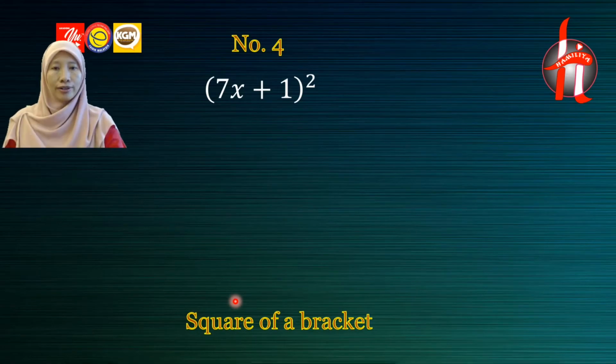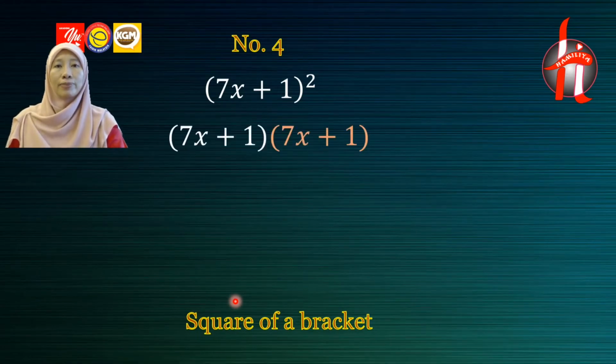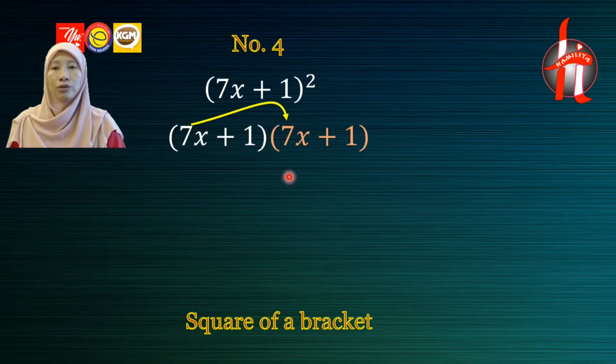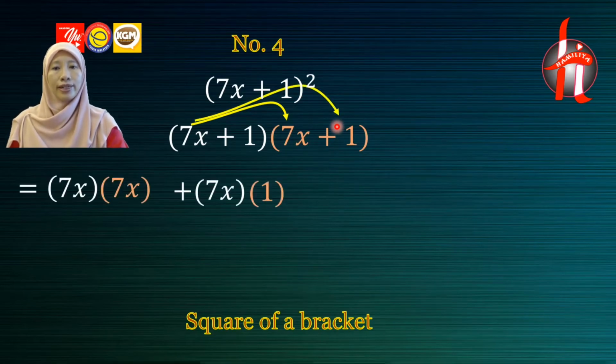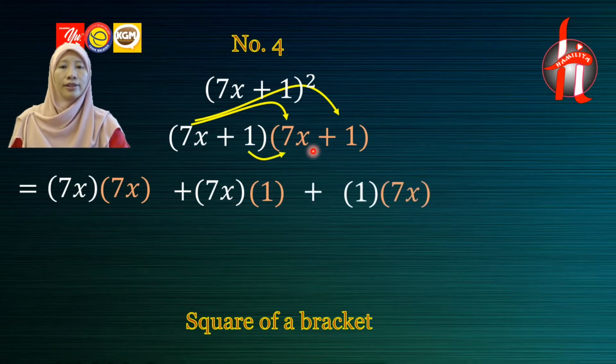Let's see number 4. We just rewrite 7x plus 1 multiply with itself. After that, we just multiply every item in the first bracket with every item in the second bracket. Make sure you settle one by one. First, you multiply this term with every item in the second bracket. Okay, after that we deal with the second term with every term in the second bracket. Okay, 1 and 7x and 1 and 1.